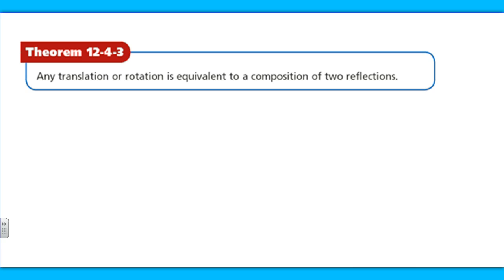This theorem is kind of the converse of what we were just talking about. A translation, or any rotation, is equivalent to the composition of two reflections, right? A translation would be two reflections across parallel lines. A rotation would be the composition of two reflections across intersecting lines.